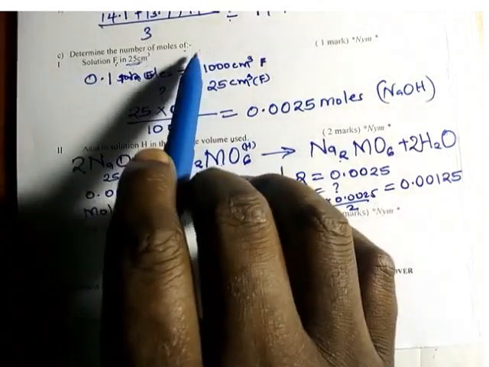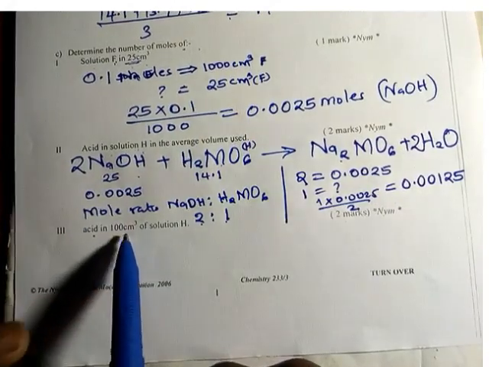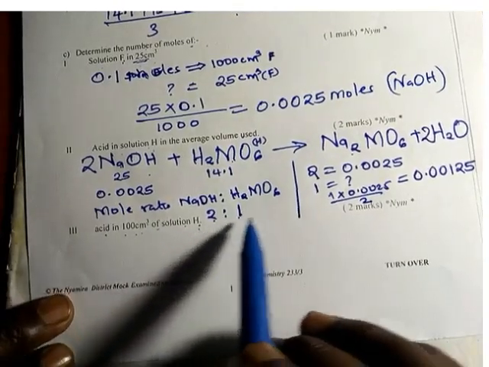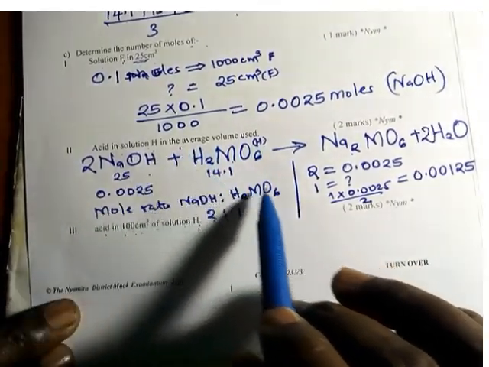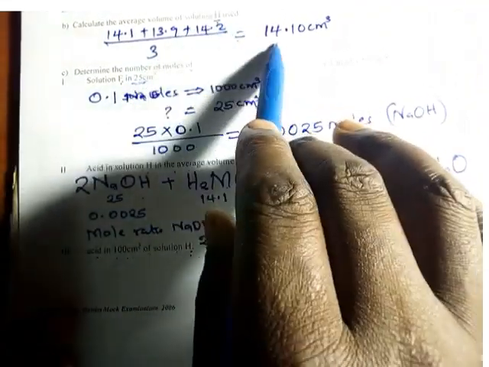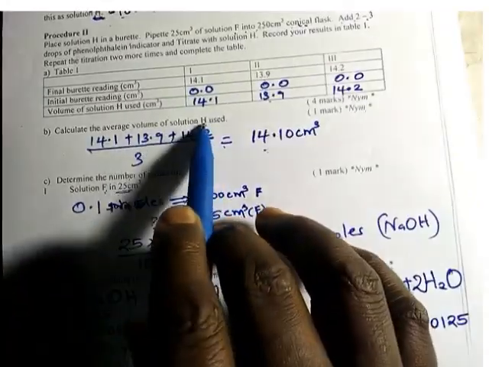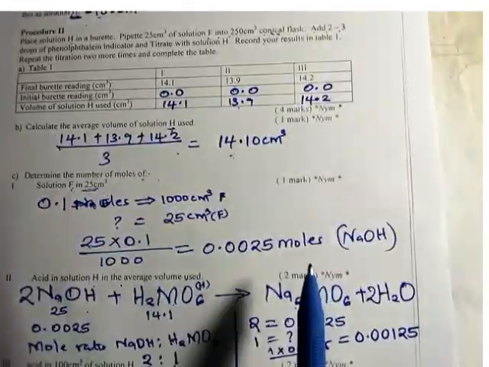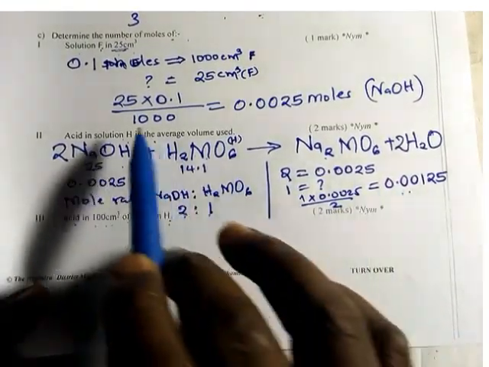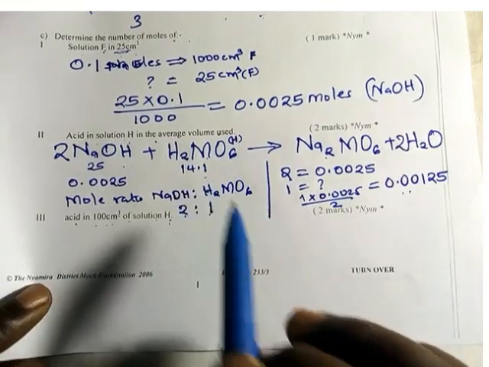Determine the number of moles of acid in 100 centimeters cube of the solution H. Now we know the number of moles of H in 14, because for H the average volume is 14. So this moles is the moles of H in 14 centimeters cube.